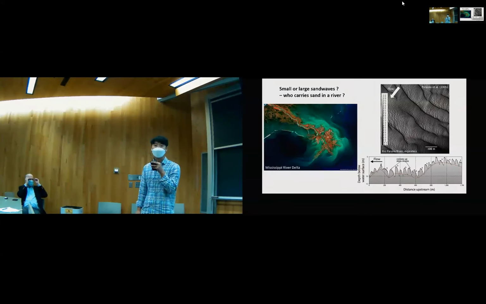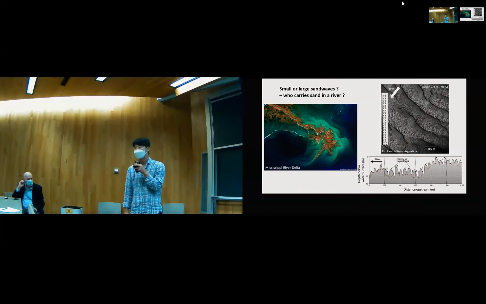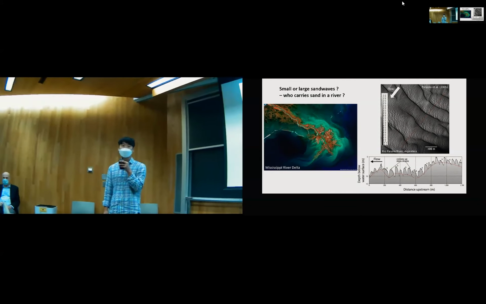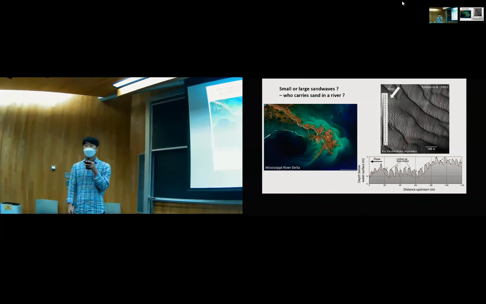So this beautiful image on the left shows you the mouth of the Mississippi River in Louisiana, where the river meets the ocean. These regions are called deltas, and these places are home for many animals and plants and humans. But unfortunately, these areas have been disappearing around the world. For example, the Mississippi River Delta has lost about 70% of its land area since 1932.